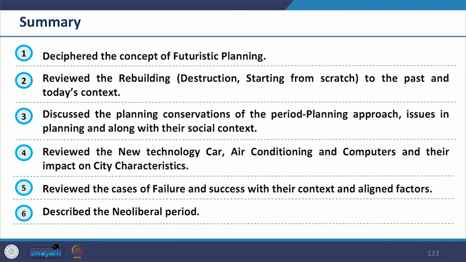So we'll stop here today. Summarizing what we saw today, we deciphered the concept of futuristic planning. We looked at the rebuilding after the World War and after independence, at the global level as well as in the Indian context. We further discussed the planning conversation of the period, planning approaches, and issues in planning along with their social context. We further reviewed the new technologies, car, air conditioning, and computers, and their impact on city characteristics. We also reviewed cases of failure and success with the context and aligned factors, and then we stopped at the birth of the neoliberal period.